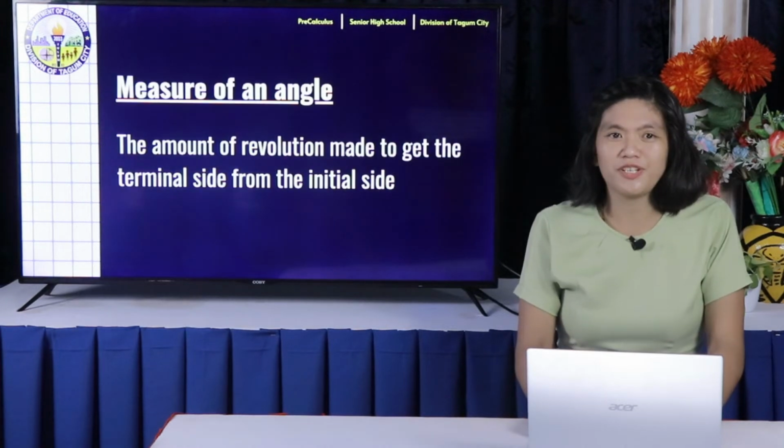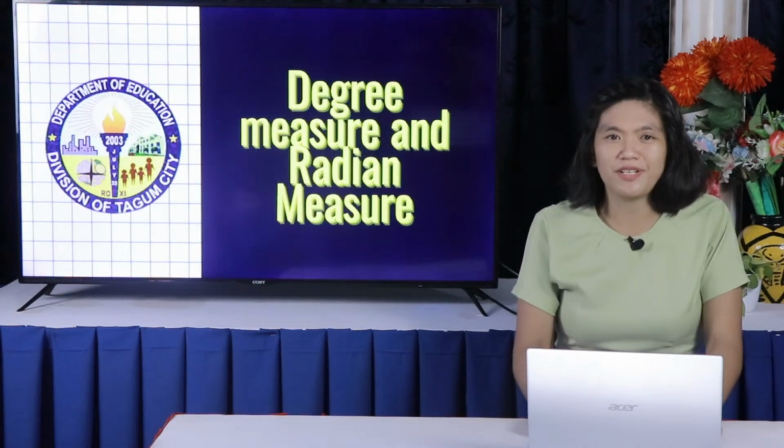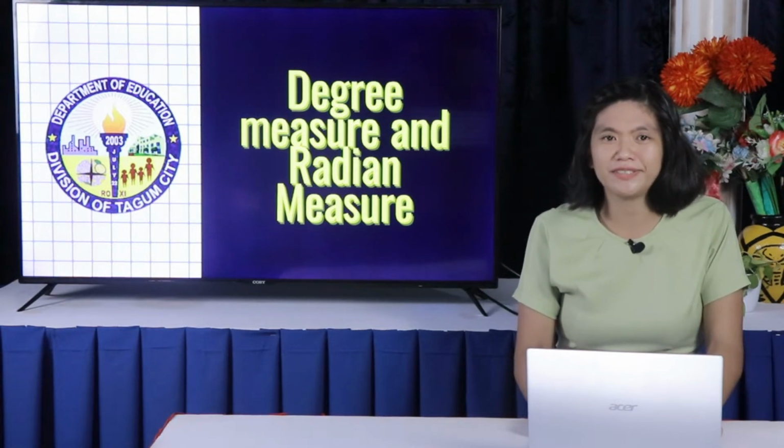The amount of revolution made to get the terminal side from the initial side is called the measure of an angle. There are different units for measuring angles. The most commonly used units of measurement of an angle are degree measure and radian measure. Stay tuned as we unravel more things about these two units of measurements.